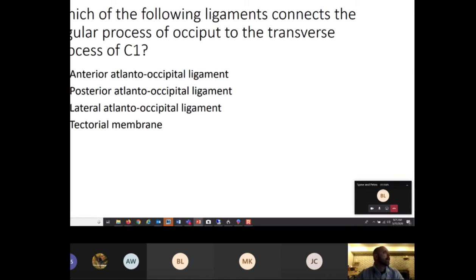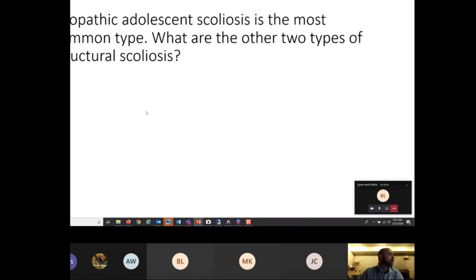All right. Which of the following ligaments connects the jugular process of the occiput to the transverse process of C1? It's just about getting your locations down. The jugular process, you need to know, is just medial to the mastoids on the base of the skull. So it's more lateral relative to the occiput and the skull. It's not in the anterior foramen magnum, it's not posterior. And so we should be looking at the lateral atlanto-occipital ligament as our main one here.